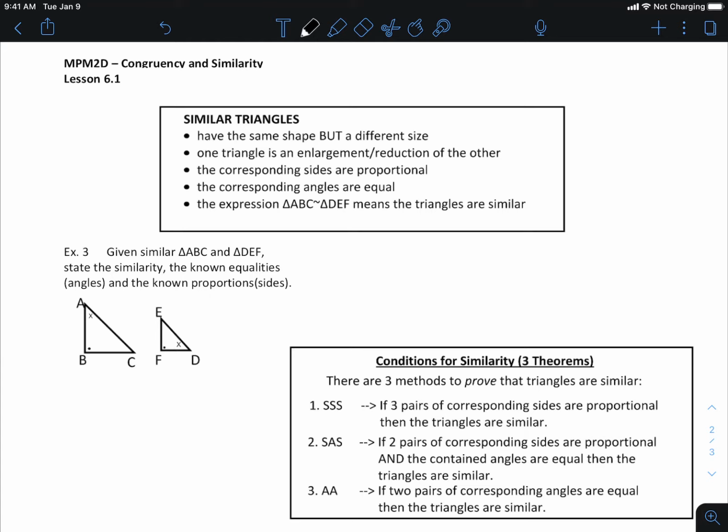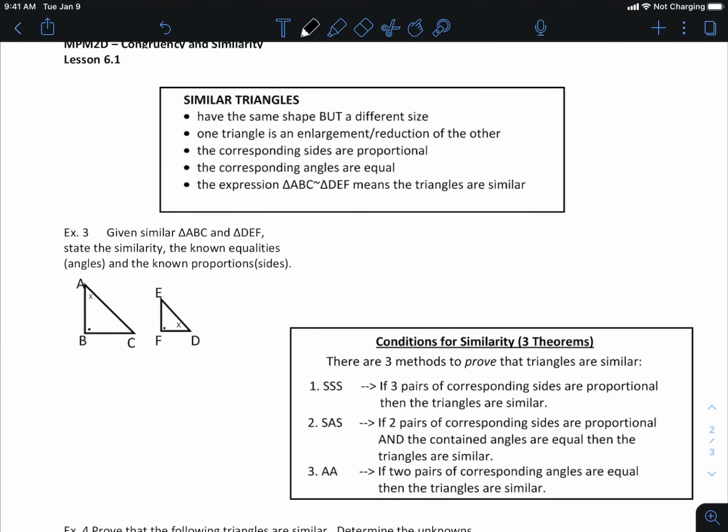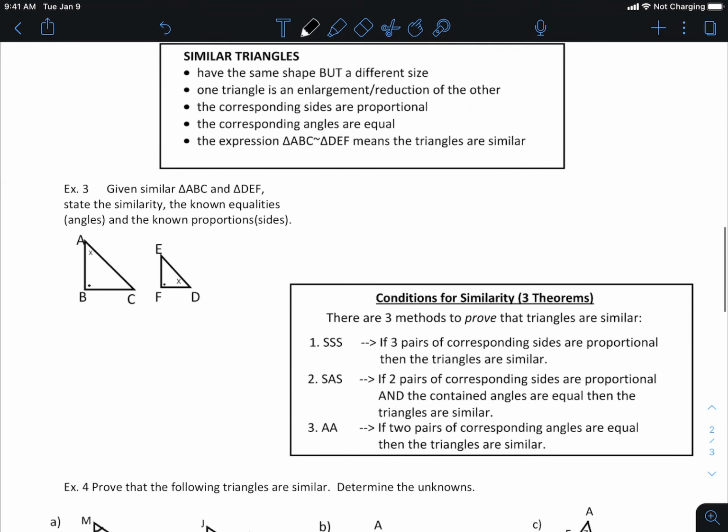Okay, so let's just take a look at some of the conditions here. Similar triangles have the same shape but different size overall. And one triangle is an enlargement or reduction of the other. The corresponding sides are proportional. The corresponding angles are equal. That's an important one. And then the expression is triangle ABC is similar to triangle DEF. Okay?